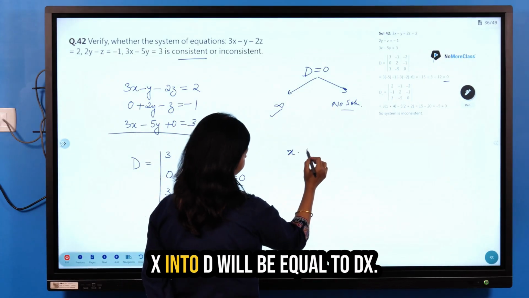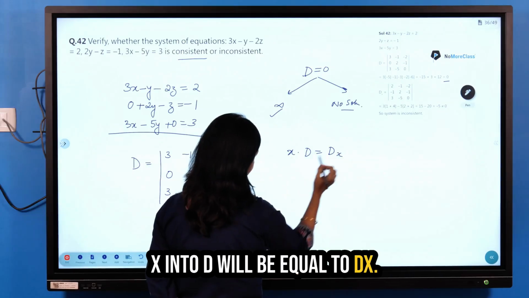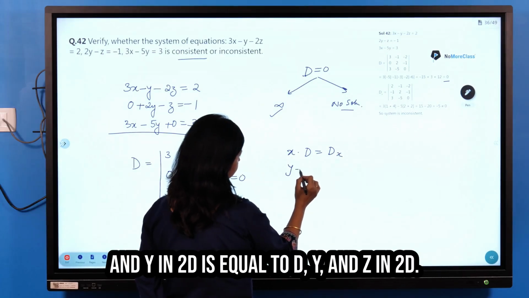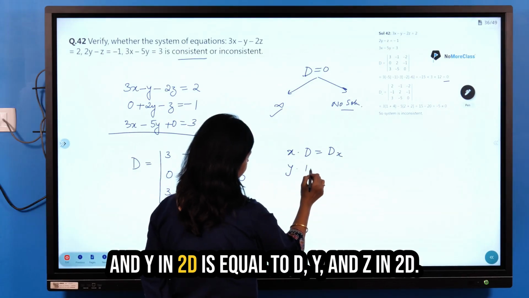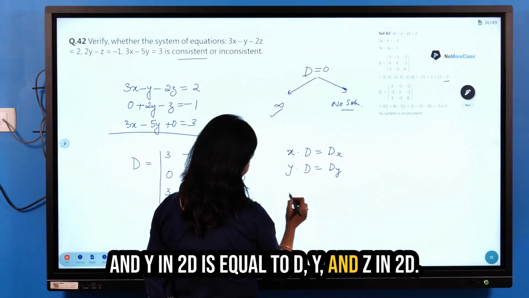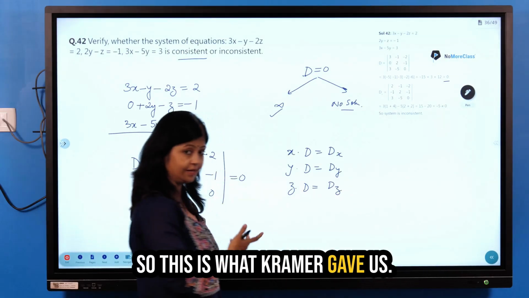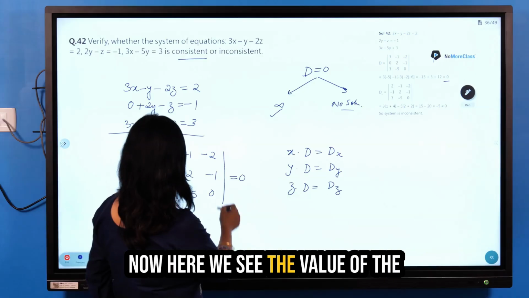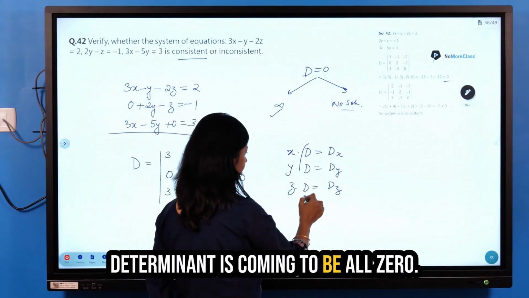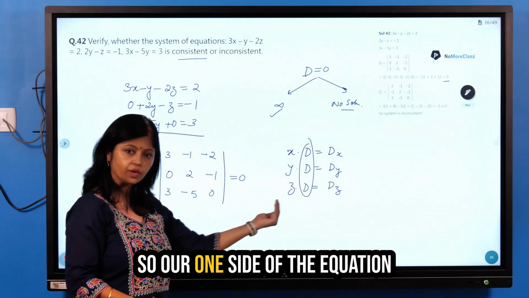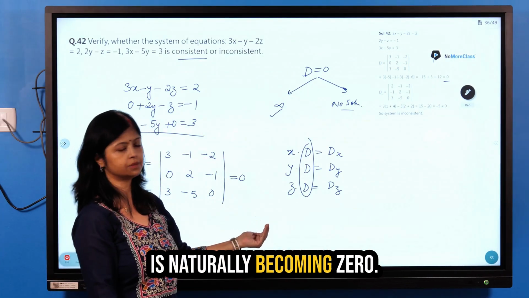x into D will be equal to Dx, and y into D is equal to Dy, and z into D is equal to Dz. So this is what Cramer gave us. Now here we see that the value of the determinant is coming to be 0, so one side of the equation is naturally becoming 0.